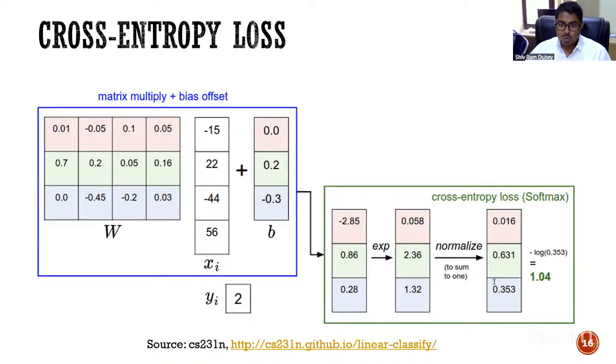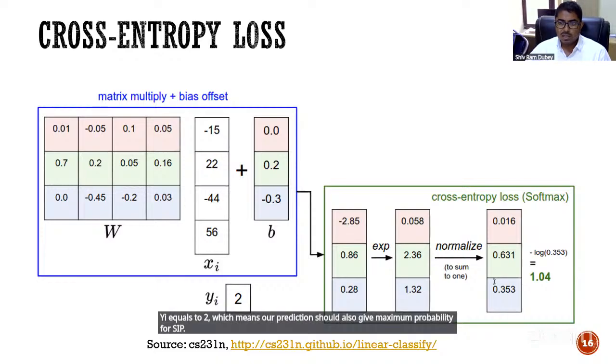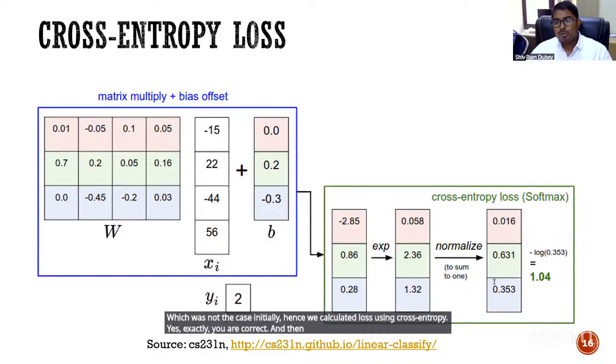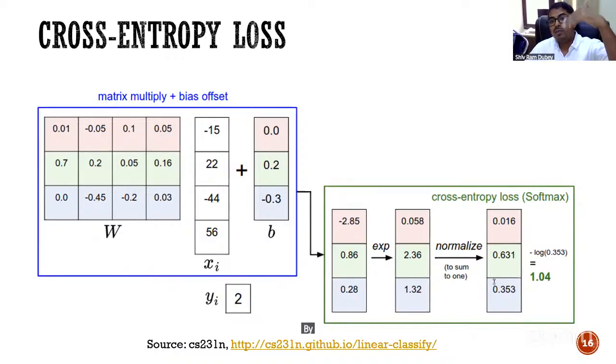Yi equals 2 means our prediction should also give maximum probability for SIP, which was not the case initially. Hence, we calculated loss using cross entropy. Yes, exactly, you are correct. Our aim is to minimize this loss. In order to minimize it, we will change the values of W and B such that next time this loss goes down by making the probability for the correct class higher.